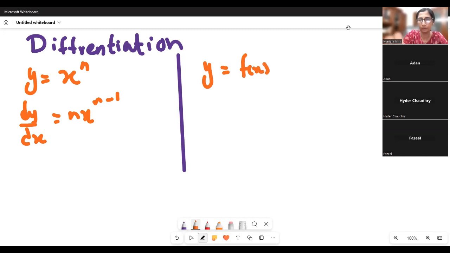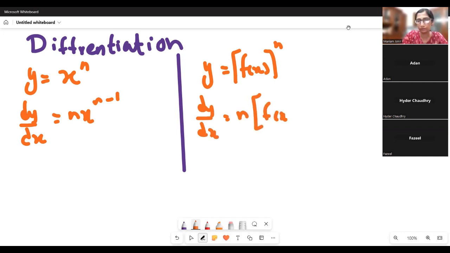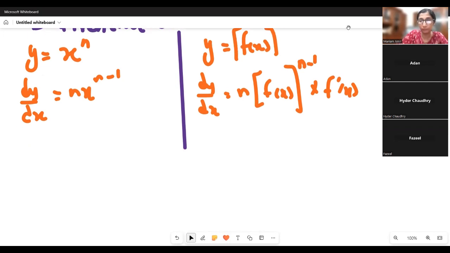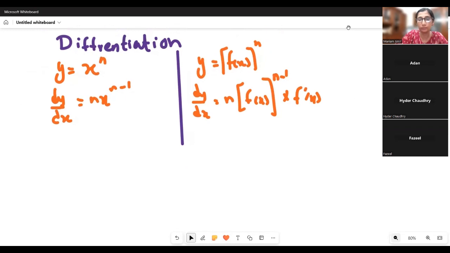And sometimes instead of x, there was f(x) power n. In that case, the derivative used to be n, f(x) stays the same, power gets reduced by 1, times the derivative of f(x). This was from AS. This year, we will be needing this plus many more cases of differentiation.